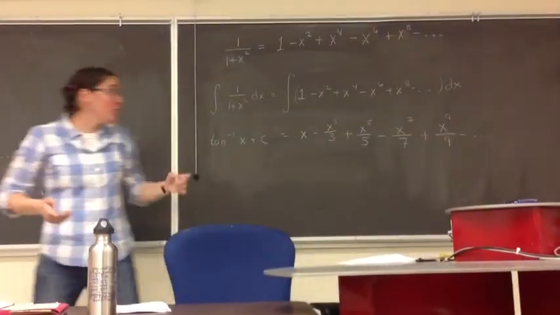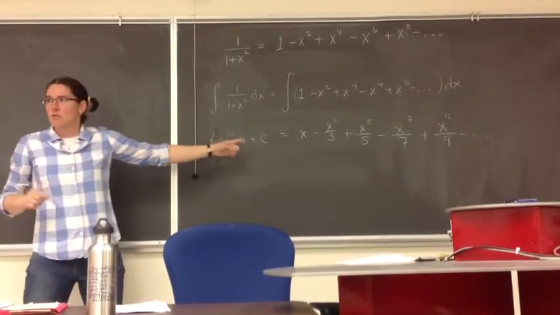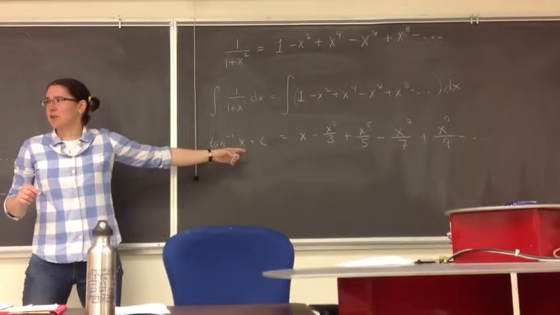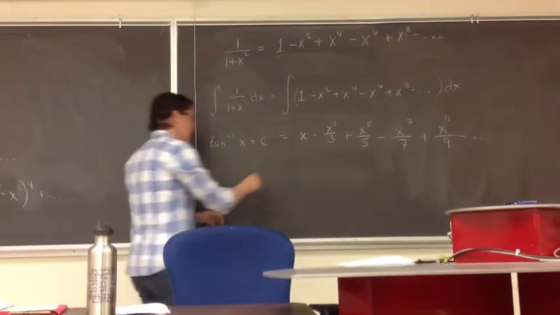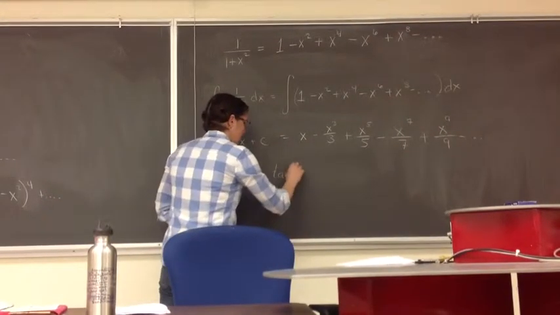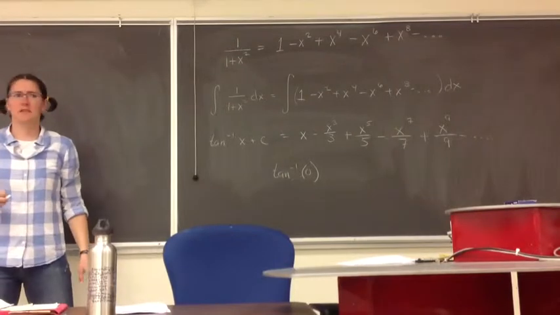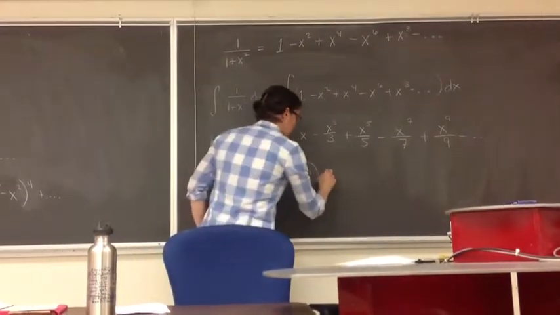Okay, so we're nearly done. The last question is, what should this c be for our particular example here? Does anybody know what the arctangent of 0 is equal to? Just 0. Yeah, the arctangent of 0 is equal to 0.